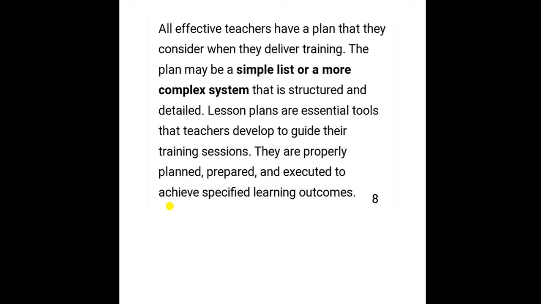All effective teachers have a plan that they consider when they deliver training. The lesson plan may be a simple list or a more complex system that is structured and detailed. Lesson plans are essential tools that teachers develop to guide their training sessions. So, a lesson plan is a tool. It is a tool of the teacher that will help the teacher to make any kind of subject easier in the classroom. They are properly planned, prepared and executed to achieve specified learning outcomes.